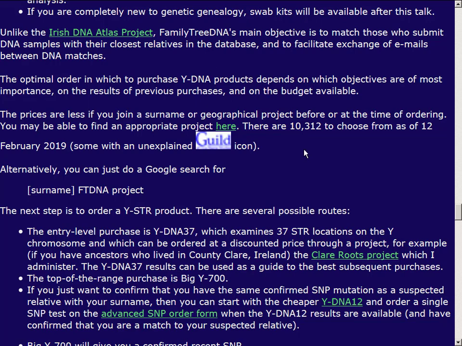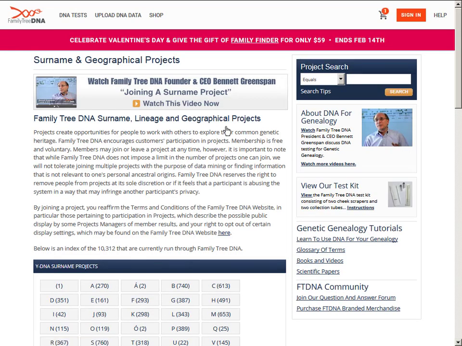But you can get more or less the same information for a lot less expenditure if you're judicious with what you spend. So when you start, you get a cheaper price if you go into a project. They're trying to encourage people to be parts of projects. There's the page listing all the projects. There's 10,312 projects that you can join.